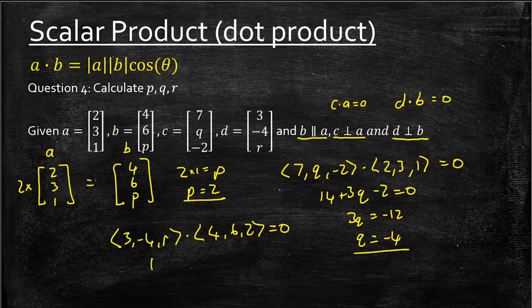So 3 times 4 is 12. Negative 4 times 6 is negative 24. And r times 2 is 2r. And that's all got to equal 0. 12 take away 24 is minus 12. So that means that 2r must equal 12 for that to equal 0, and r equals 6.